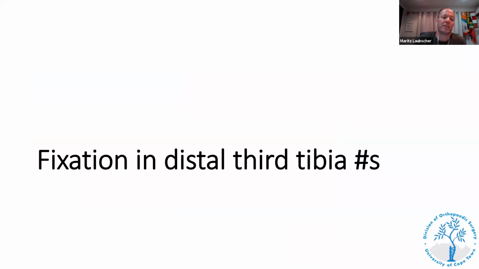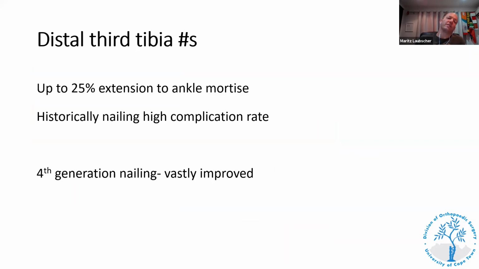Something to go over quickly is the fixation in distal third tibia fractures. Again, there's a historic debate. With distal third tibial fractures, like I always said, when you see a transverse fracture of a femoral shaft in a young patient, high energy, you immediately look at the neck of the femur. Same in a distal third tibia fracture, you always need to look for extension into the ankle mortise because it's present in up to a quarter of cases.